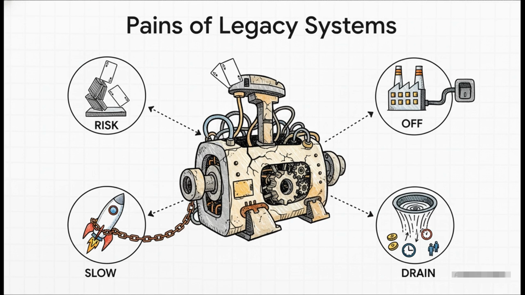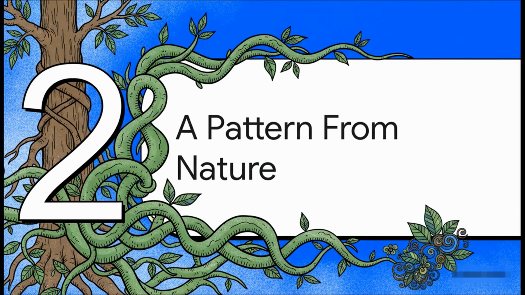Forget about innovation. Trying to add a new feature is a total nightmare. And honestly, it's just a massive drain on resources. All your time, your money, and your best engineers are just tied up trying to keep the lights on. But what if there was a better way? What if the solution wasn't some huge, risky, all-or-nothing rewrite? What if we could actually look to nature to find a more natural, safer approach?